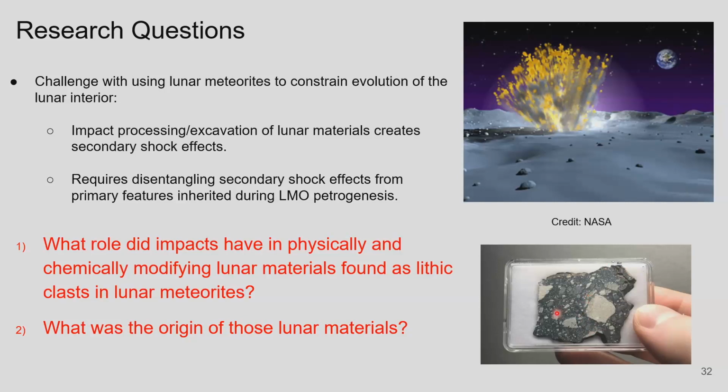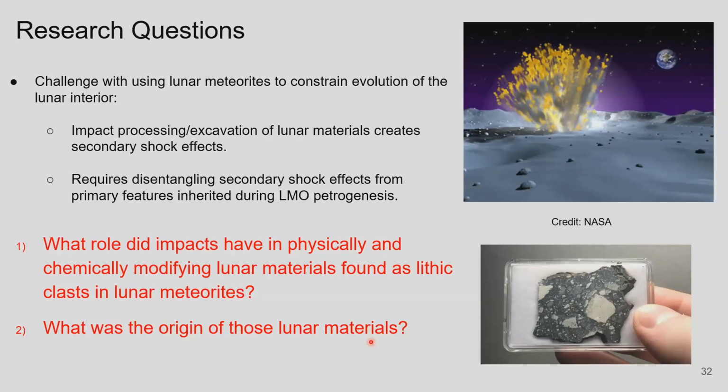And two, if we can disentangle the more altered from the least altered lithic clasts and find some that are what we call pristine or unaltered, what was the origin of those materials? What can they tell us about the original lunar magma ocean model that I showed earlier? Do they support the model? Do they agree with the Apollo samples?